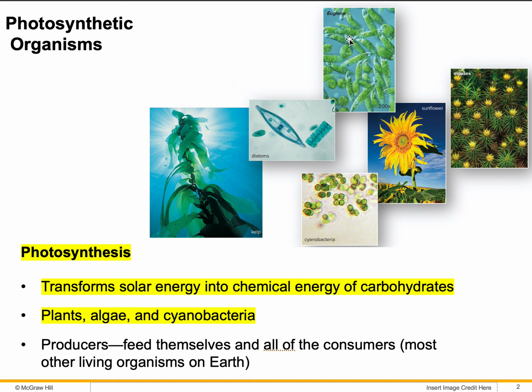Euglena also is unicellular, but then you also have bigger organisms like an actual plant. A plant has a lot of cells. It's multicellular and it is able to photosynthesize. Same with moss. Moss is multicellular. And then over here, kelp is also multicellular. So keep in mind that this is something that can be done by unicellular and multicellular organisms.